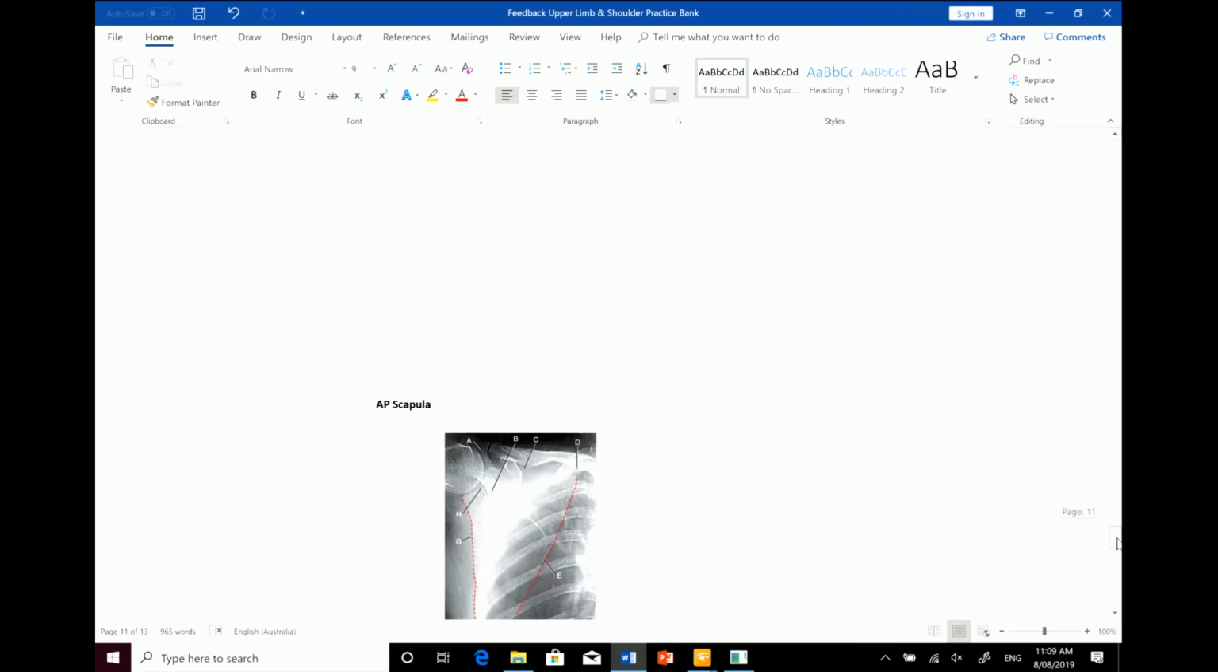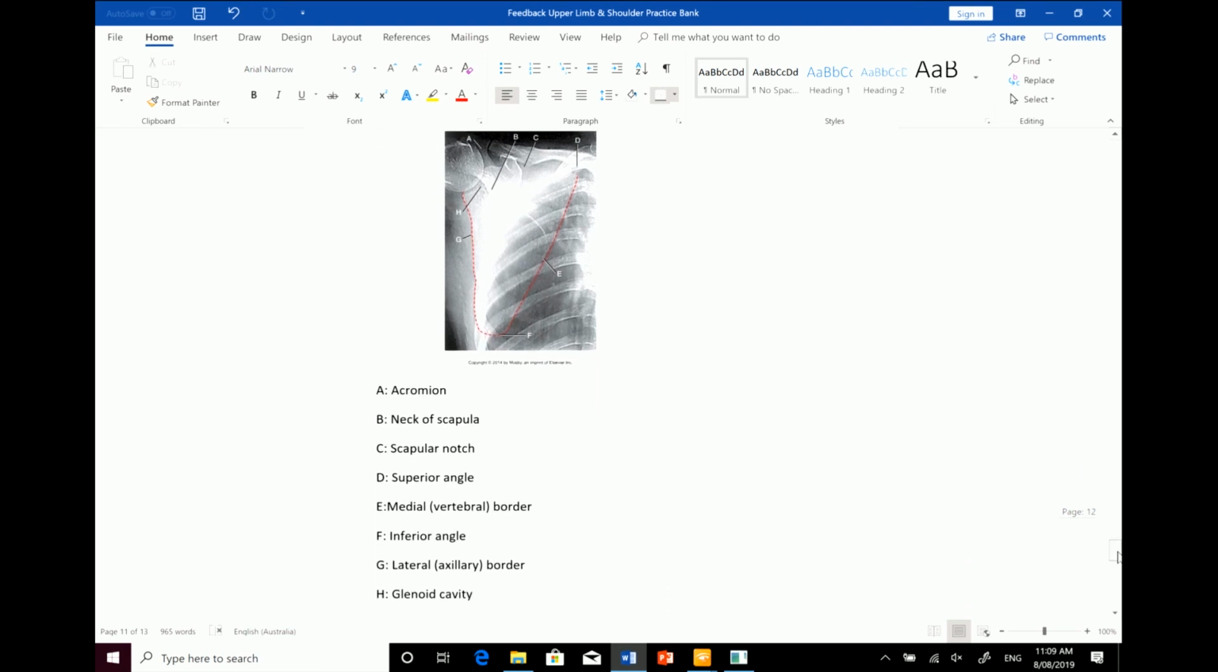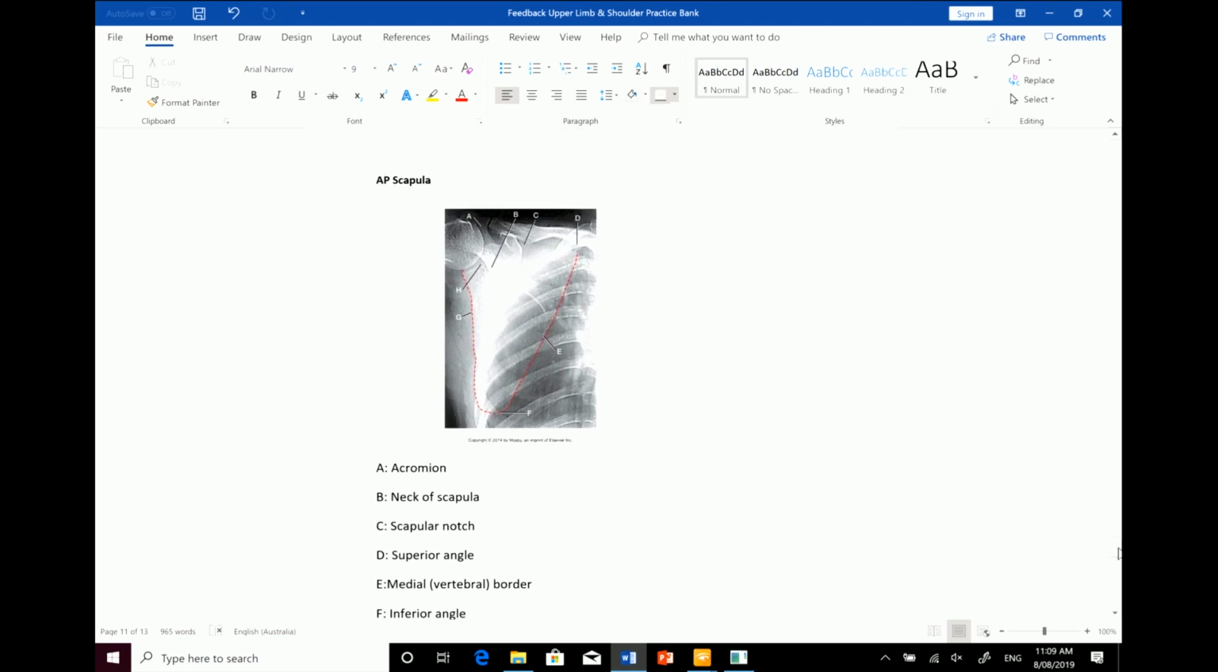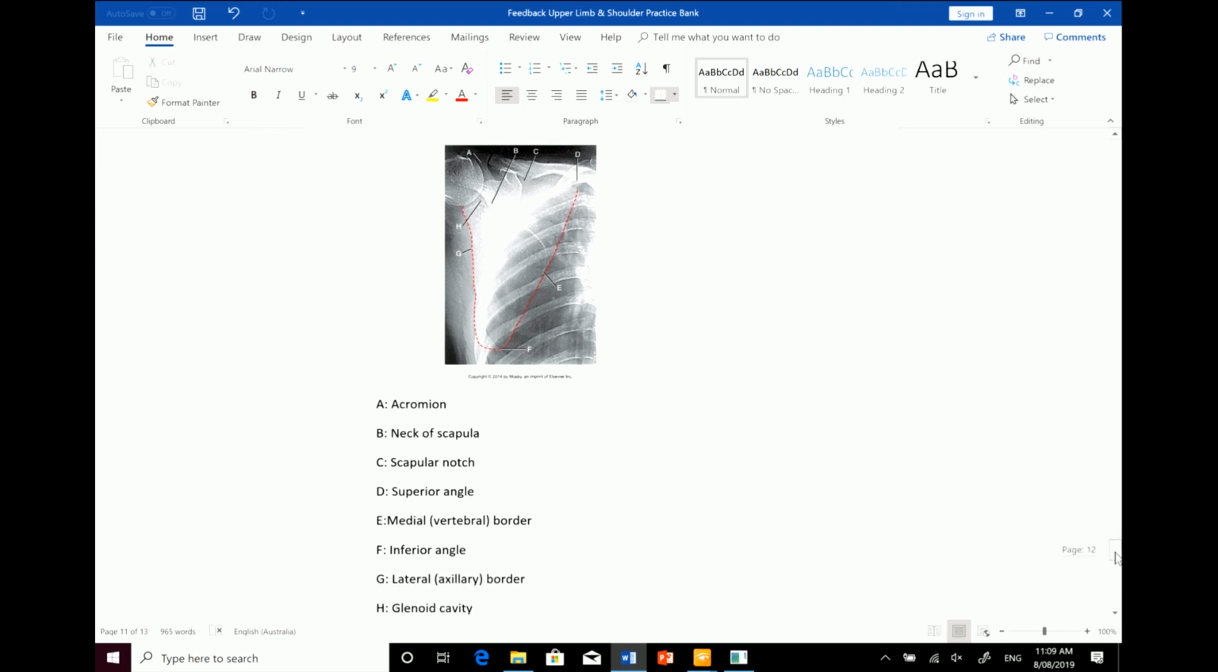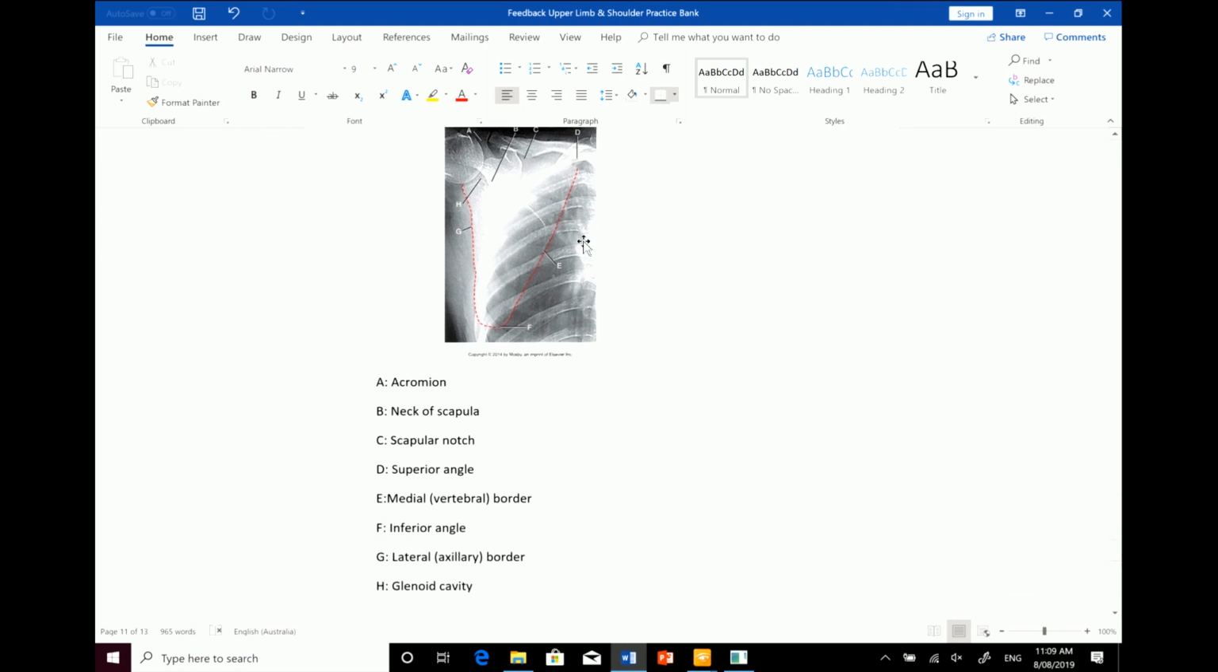The next image that I gave you was that of an AP of the scapula. So A is the acromion, B is the neck of the scapula, C is the scapular notch, and D is the superior angle, where E is the vertebral angle, F is the inferior angle, and then G would be the lateral angle, and H will be our glenoid cavity.